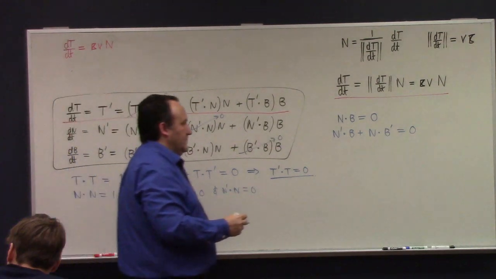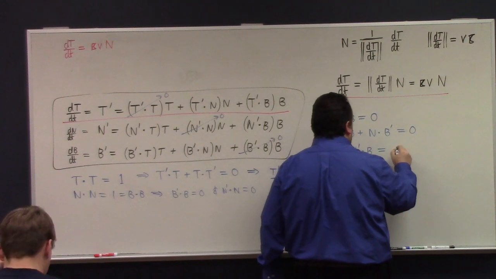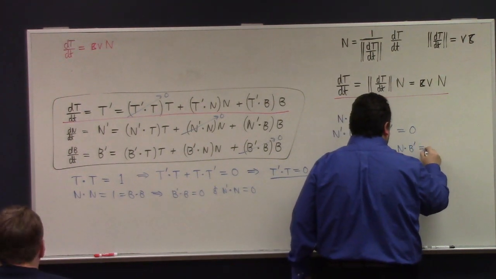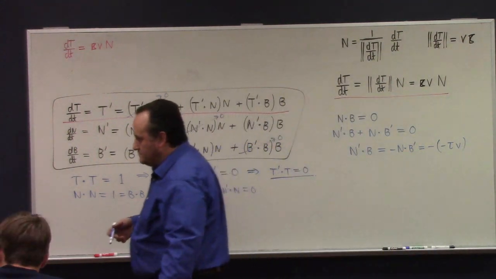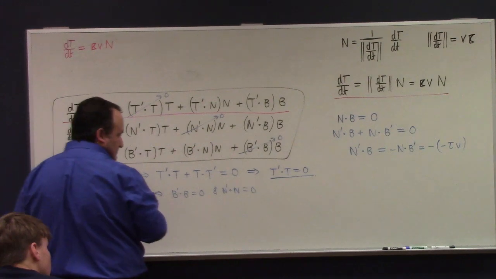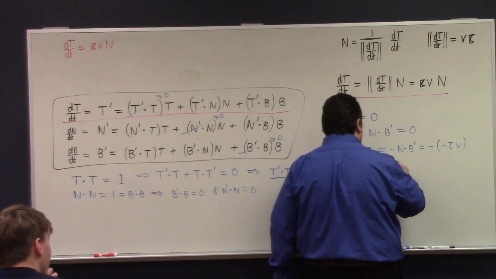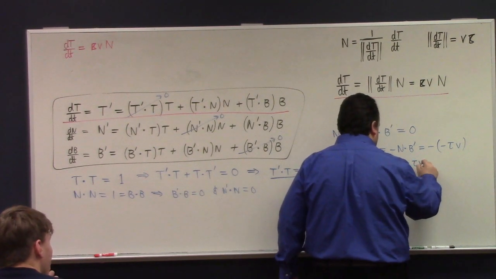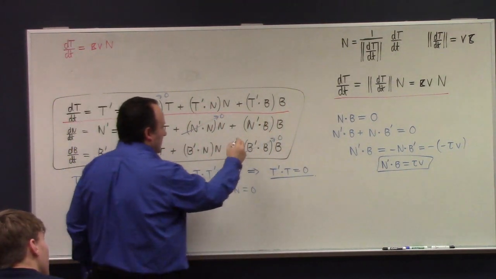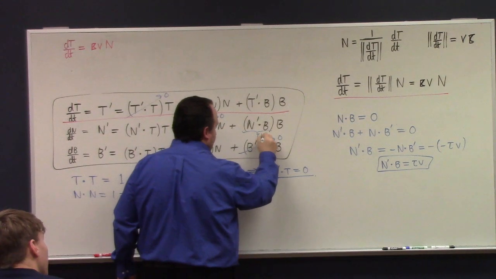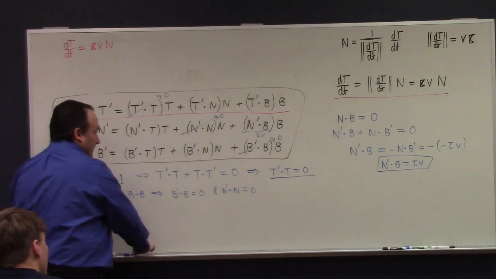So this says N prime dot B is equal to minus N dot B prime, but that's minus tau v by the definition of the torsion. So apparently, N prime dot B is equal to tau v. All right, so that's this one. This apparently is tau v. Let's try this same idea on the other one, right?